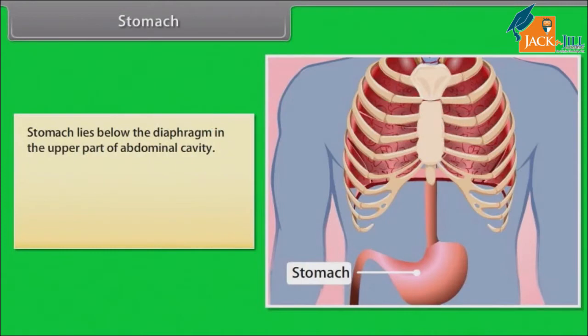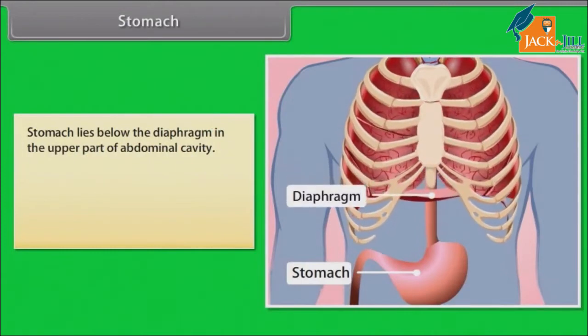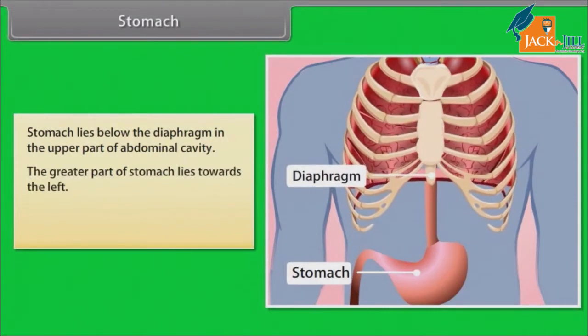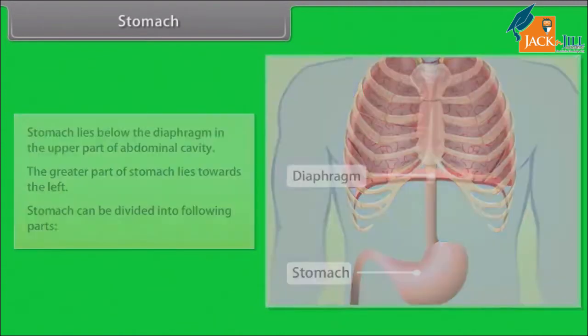Stomach: the stomach lies below the diaphragm in the upper part of the abdominal cavity. The greater part of the stomach lies towards the left. The stomach can be divided into the following parts.